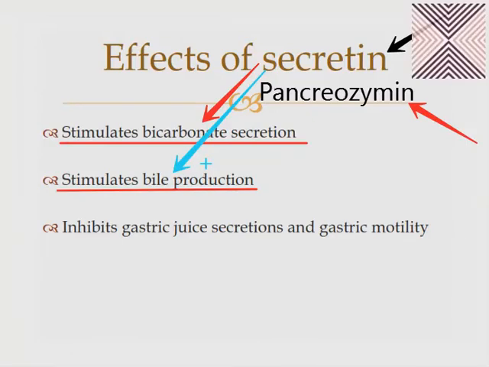Okay, third function of secretin is that it inhibits the gastric juice secretions and gastric motility. So it is very clear that when the food is coming out into the intestine, there is no need for gastric juice secretion then. Whenever the food leaves the stomach and comes to the intestine, the secretin is secreted from the intestine, because the food has entered the intestine. Now the stomach is empty, so there is no need of gastric juice secretions, no need of gastric motility as the gastrin was doing. So it inhibits the gastric juice secretions and the motility, as the food is now in the intestine and not in the stomach.